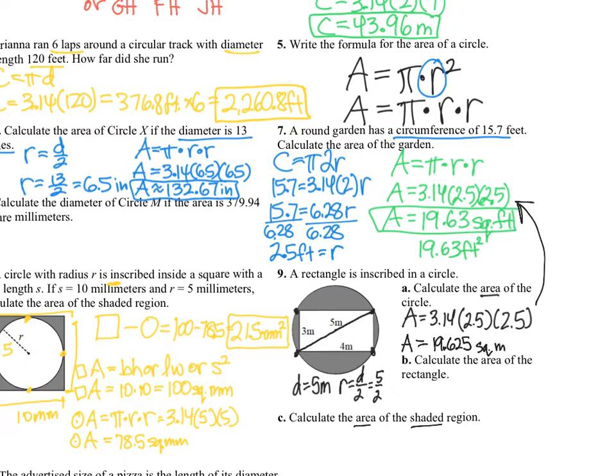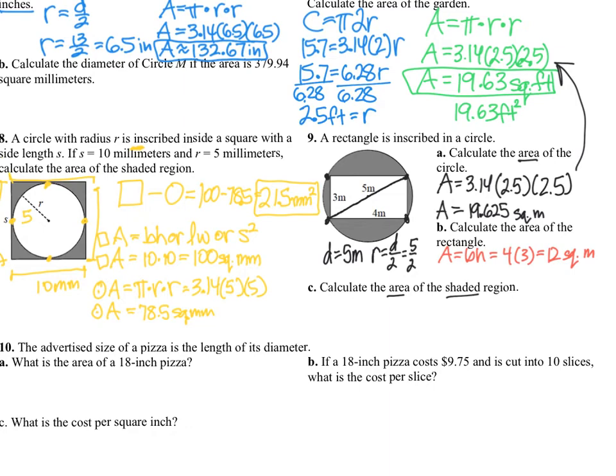And now calculate the area of the rectangle. Well, that's easy because we know that the area of a rectangle is base times height, and the base is 4 and the height is 3, so that's 12 square meters.